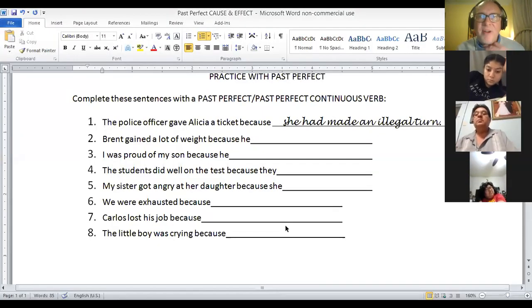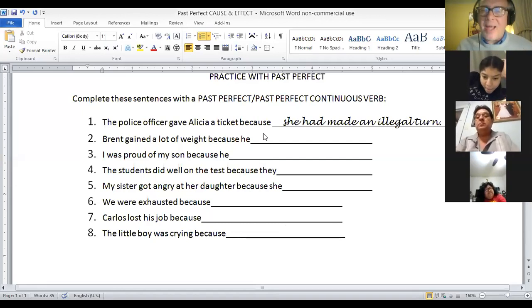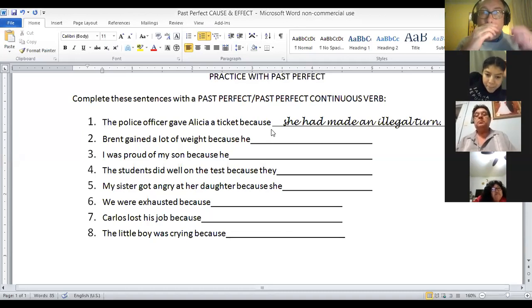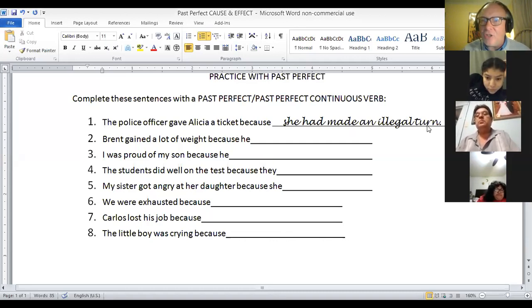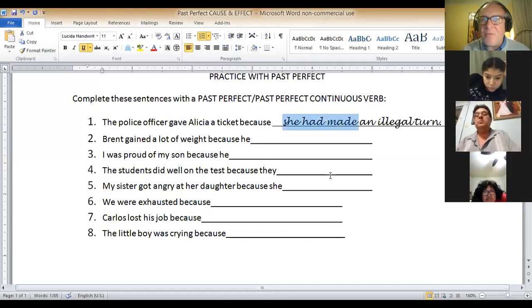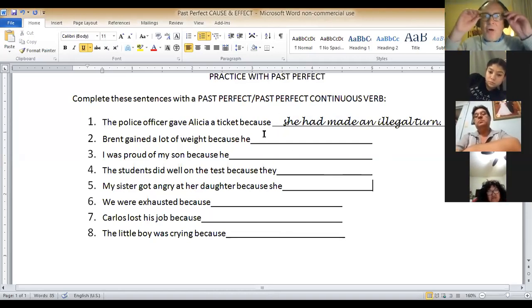Everybody see what we have here? Yes, teacher. Again, we have two actions. One earlier, one later. Notice the example. The police gave Alicia a ticket because she had made an illegal turn. Right? Simple past and past perfect. Okay? All right, so let's see if we can make 8 sentences here. And anybody who has an idea can let me know and I'll write it down.